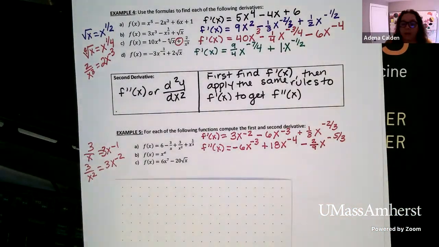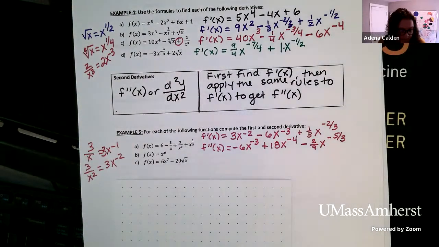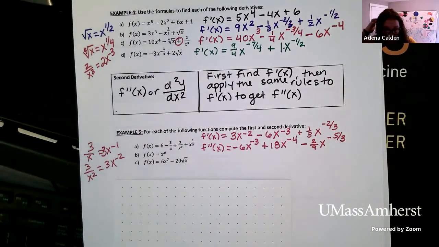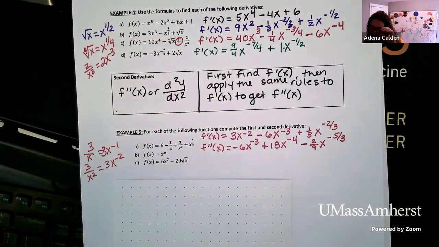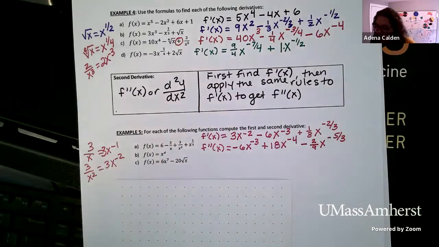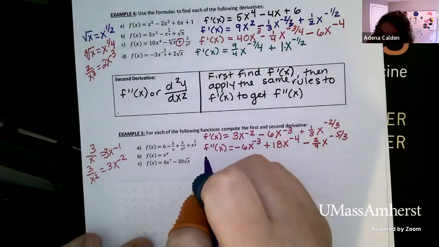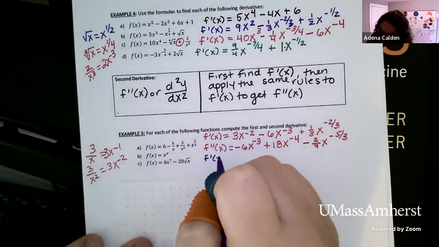Okay, so again, you have to go through the first derivative to get the second derivative, but as long as you're careful as you go, it's not too terrible. You just have to be really careful with negatives and fractions and things like that. So let's take a look at the next one.